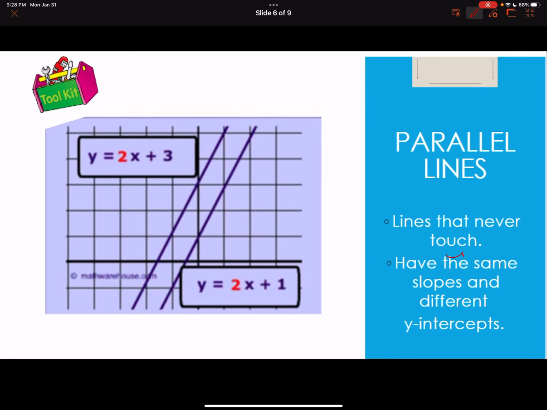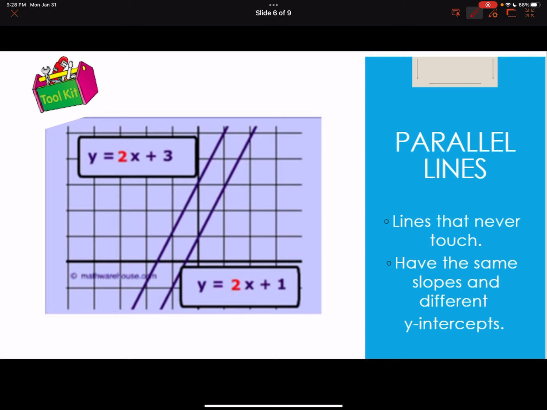So let's formalize this, and you can jot this down in your toolkit or on your note sheet. Here's your definition of parallel lines. Parallel lines are lines that never touch. You've seen parallel lines before. They go on forever and ever, and they're never going to get closer together or further apart.